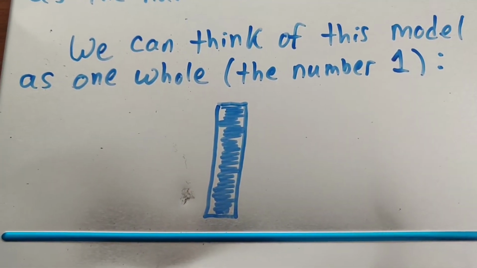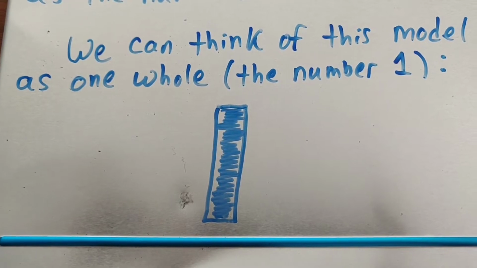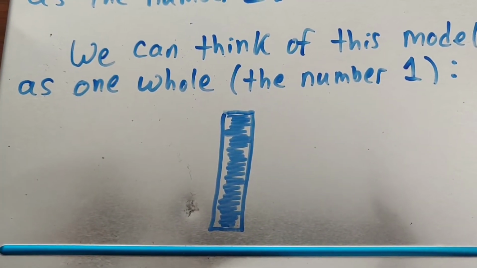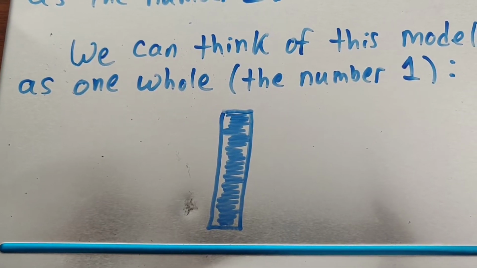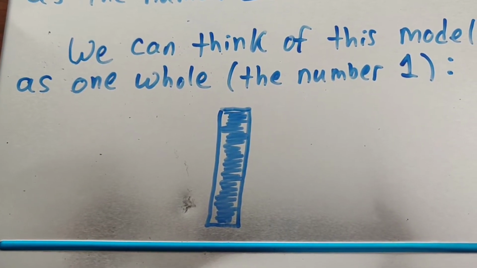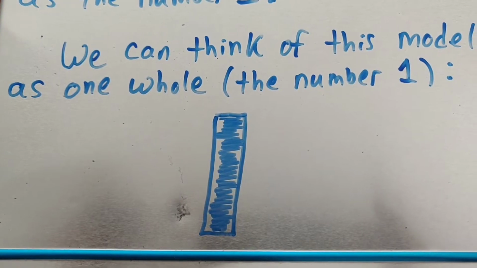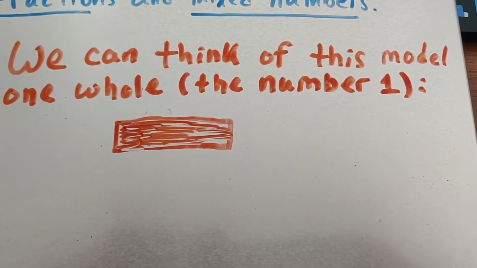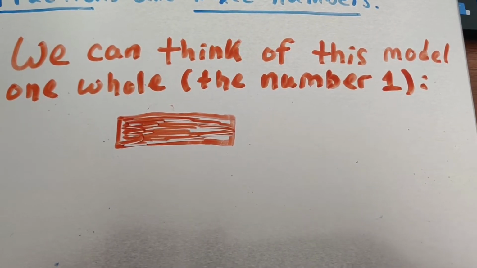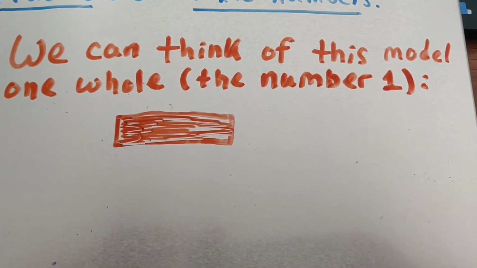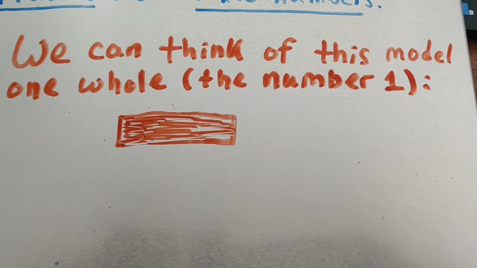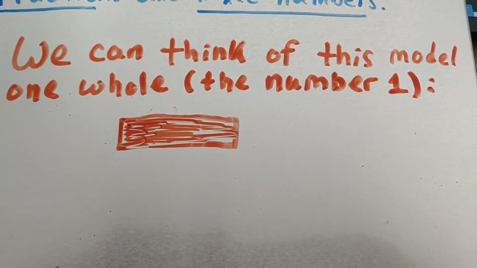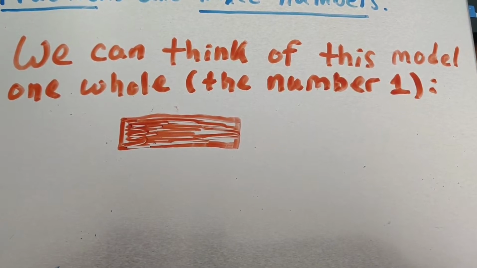So look at the model. It's shaded in. It's a whole. It's a model of a whole. And it represents the number 1. It's one whole. We can also think of this model as one whole, the number 1. And just notice the only difference between the one we just saw and this one is that the other one was vertical, up and down, and this one is horizontal. It goes side to side. It's sideways.